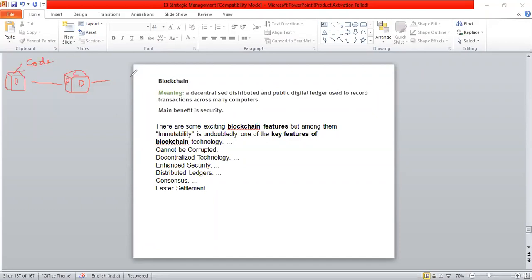Therefore, for an alteration to be made, at least 50% of the connected users should give their consensus. So it is almost not possible. Getting 50% of the users to agree to the alteration is a difficult task. Only when they agree can changes be made. Then there is faster settlement of the financial transactions which take place through this blockchain. The settlement is faster. Okay, these are the key features of blockchain.